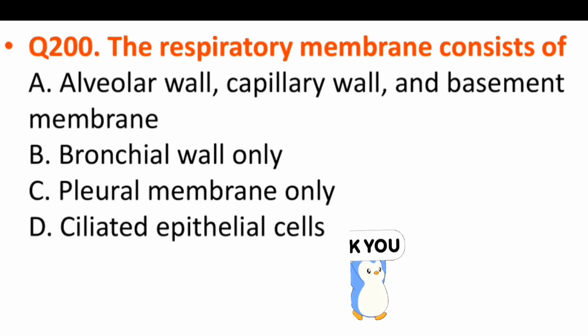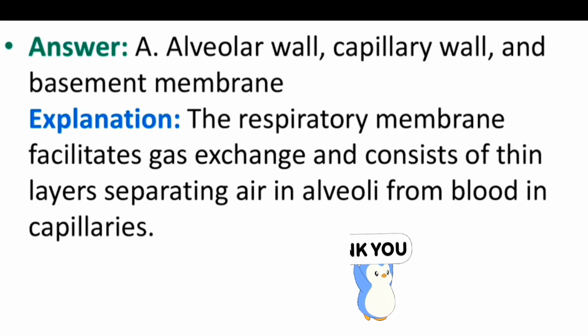The next question. The respiratory membrane consists of option A, alveolar wall, capillary wall, and basement membrane. Option B, bronchial wall only. Option C, pleural membrane only. Option D, ciliated epithelial cells. The correct answer is option A, alveolar wall, capillary wall, and basement membrane. The respiratory membrane facilitates gas exchange and consists of thin layers separating air in alveoli from blood in capillaries.